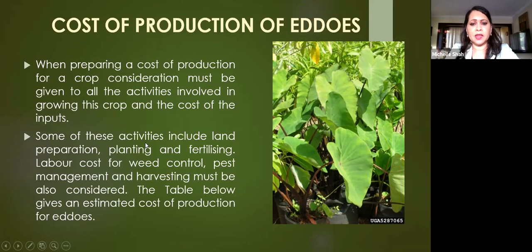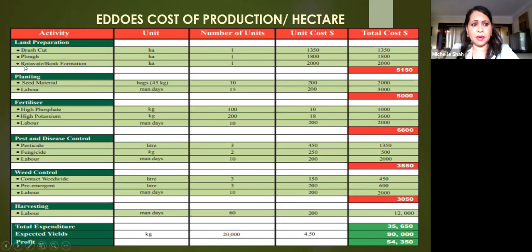Again, we have the basic activities: land preparation, planting, fertilizer application, pest and disease control, weed control, harvesting. And for these basic activities, we have various rates and quantities of the material, say planting material or fertilizer quantities. And we have a total of, say, 35,000 TT dollars per hectare. So we have an average costing for adults production.